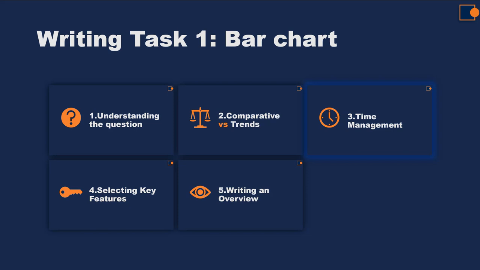Anyone can have their own approach, but I'm going to share the tips which I used when I was writing task 1 bar chart or any types of chart question at all. And then I'm going to explain a bit of how to select the key features. If you don't know what key feature means, I really recommend you watch the previous webinar about the line graph, where I explained what the key feature means.